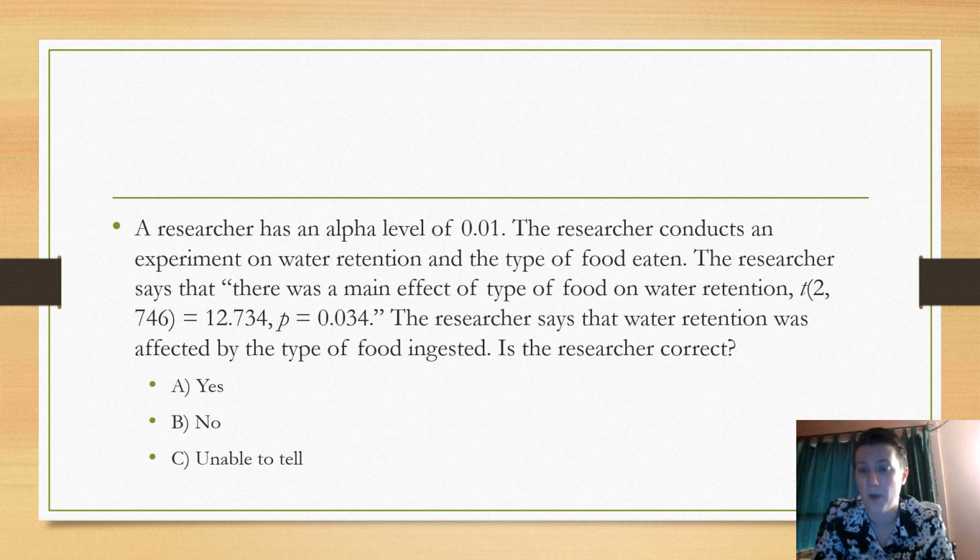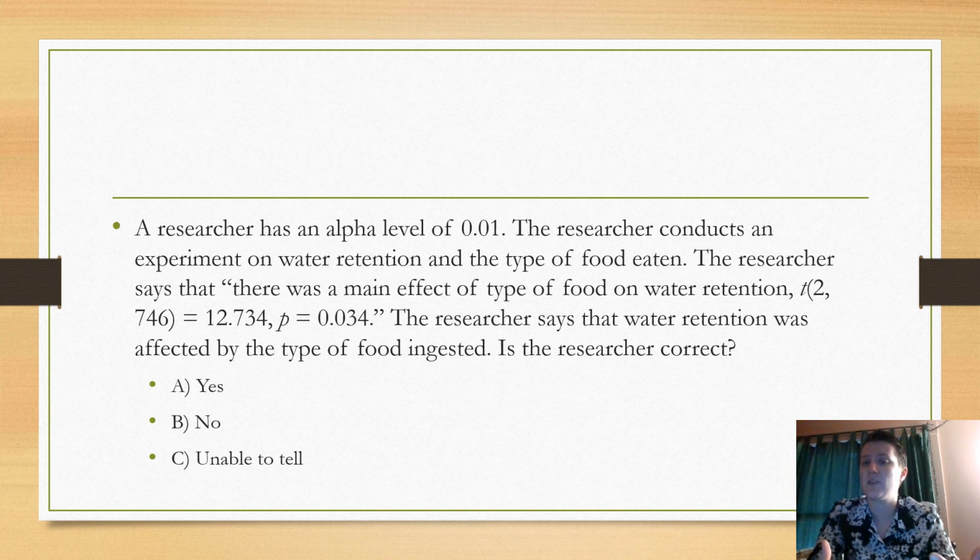Is the researcher correct? This is a main effect because we only see one independent variable. The researcher conducts an experiment on water retention and the type of food eaten. So the type of food eaten is going to be the independent variable. There is only a main effect here. We don't have more than one independent variable to be dealing with. We only have water retention. Okay, so this is a question of whether or not there is a main effect.